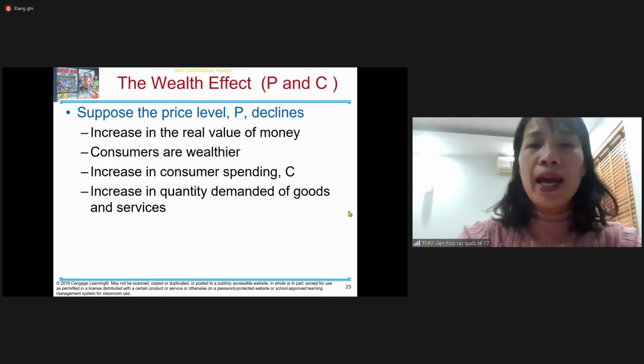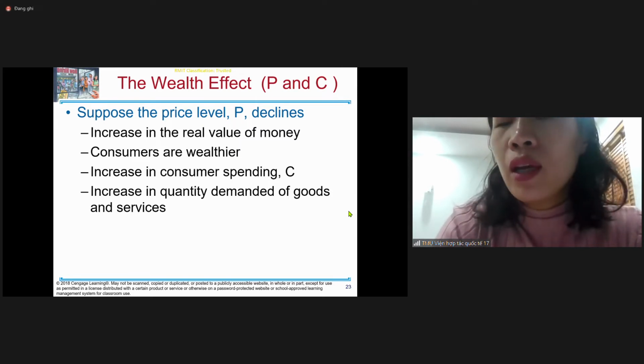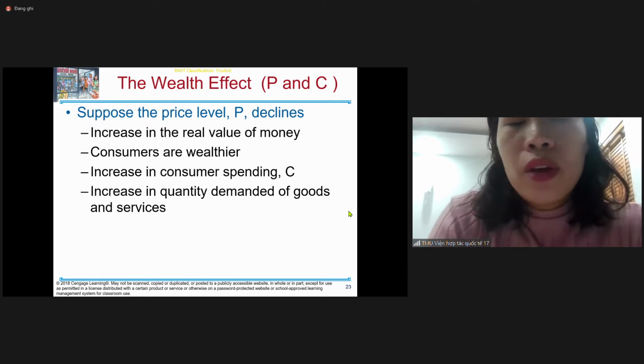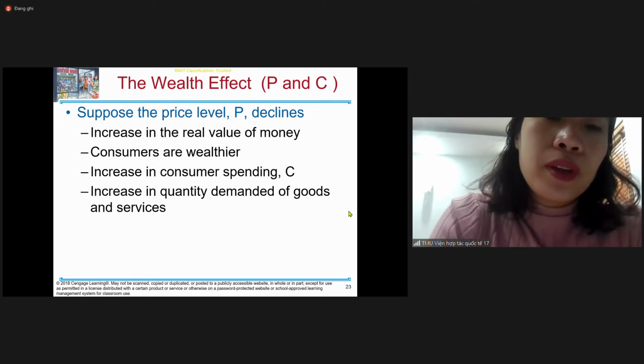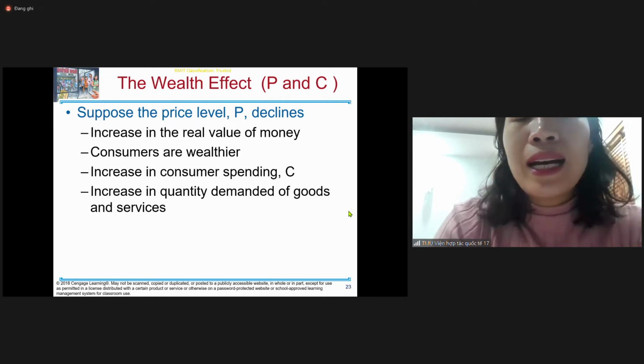Okay, so now we are going to look at the impacts of price level on consumption and the growth of the economy. Price level here means the overall price of the economy, not the specific price of any specific goods and services. So we are talking about the overall price of everything. For example, now we are looking at a lower price level, which is a decline in the price level.